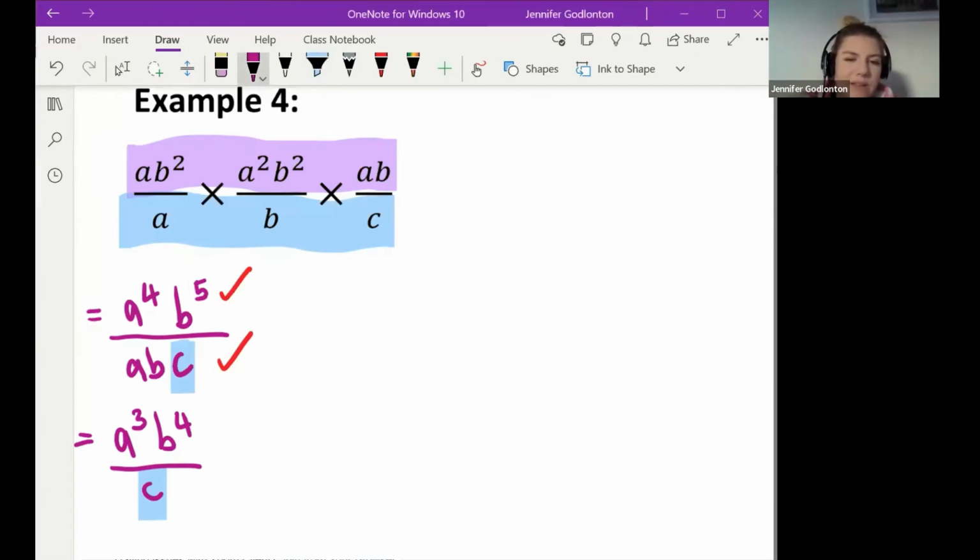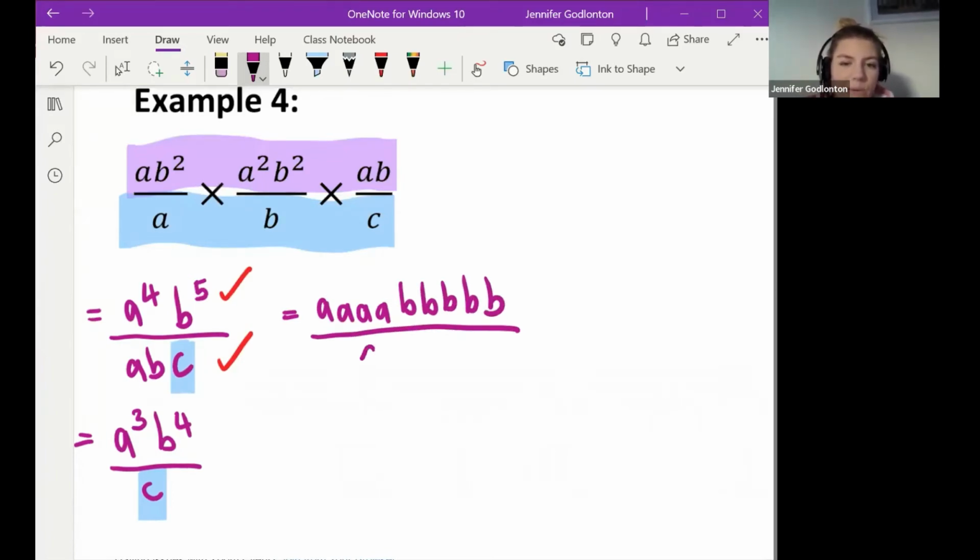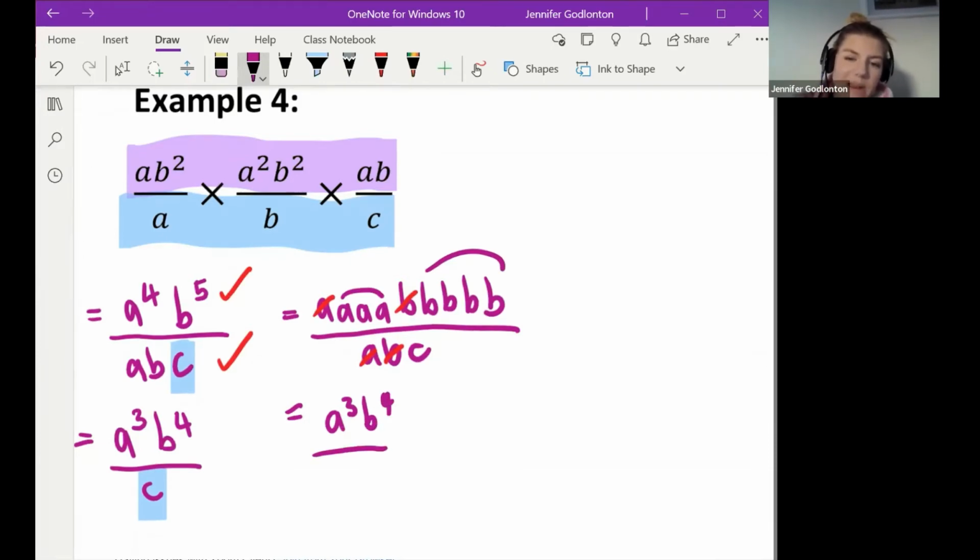So guys, when you get to this step over here, I know that sometimes this takes longer to write, but when you're first learning about exponents, it's okay to take your time. You can write it out the long way. So write 4 A's, write 5 B's, and write that all over ABC. And then it's quite easy to see what cancels. That cancels with that, that cancels with that. And then you can see, okay, I'm left with 3 A's at the top, 4 B's at the top, and 1 C at the bottom. So if you write it out the long way, you can always see what's what.